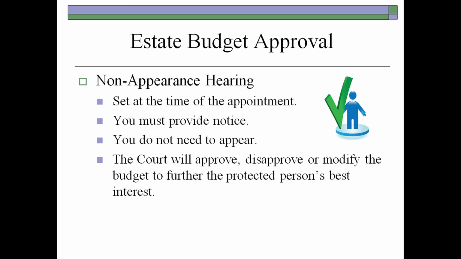You'll set the time for that hearing at the time of the appointment. So the minute entry that appoints you as conservator will tell you the date that your estate budget is due, and will set the time for the non-appearance hearing for the court to consider and hopefully approve that budget. You then must provide notice to all parties who are entitled to notice. You must provide notice of the time of that hearing. As I said, you do not need to appear. The court will consider your budget that you've provided and will either approve it, disapprove it, or perhaps modify it to further the protected person's best interests at that time.